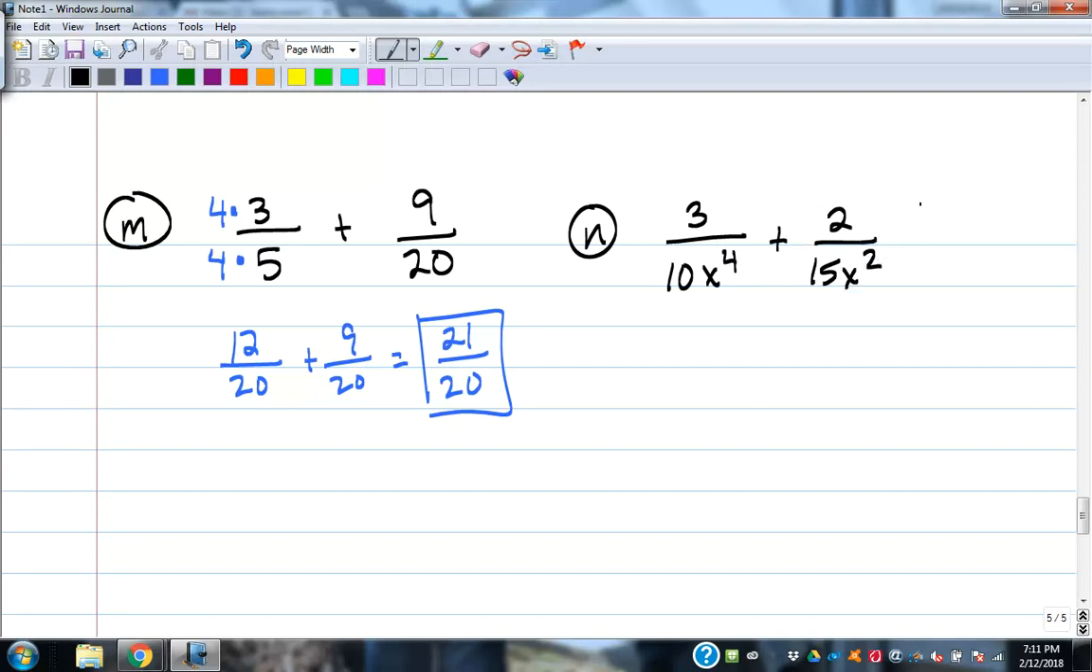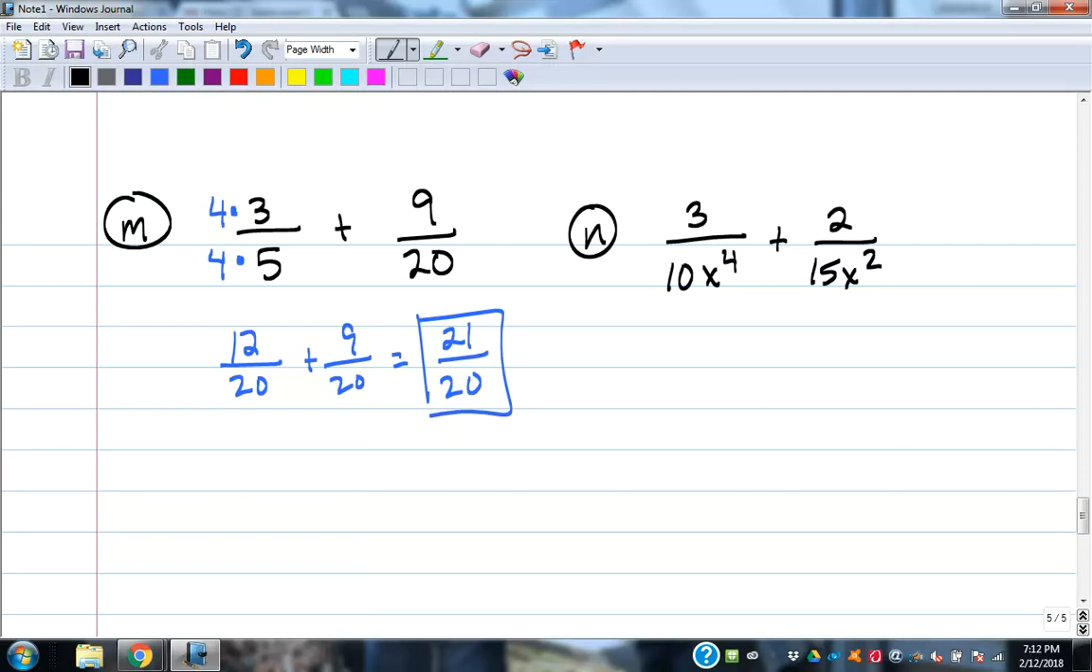All right, let's throw some letters in there. 3 over 10x to the 4th plus 2 over 15x squared. The number part, you do the same way. So what number does 10 and 15 both go into? The smallest one. 30, okay? So we know we got to turn them into 30s.